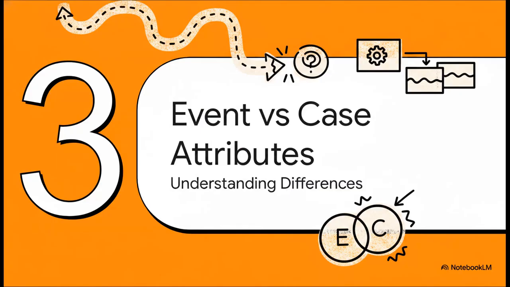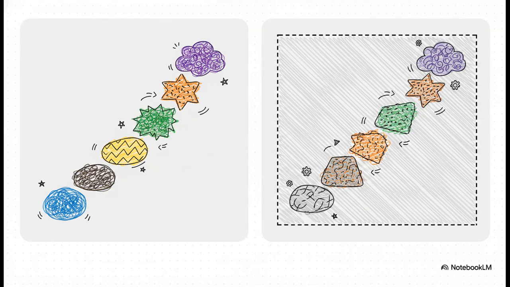Which brings us to part three, event versus case attributes. Because you might be wondering, what happens if a case attribute changes mid-process? To answer that, we really have to grasp the fundamental difference between event-level and case-level attributes.